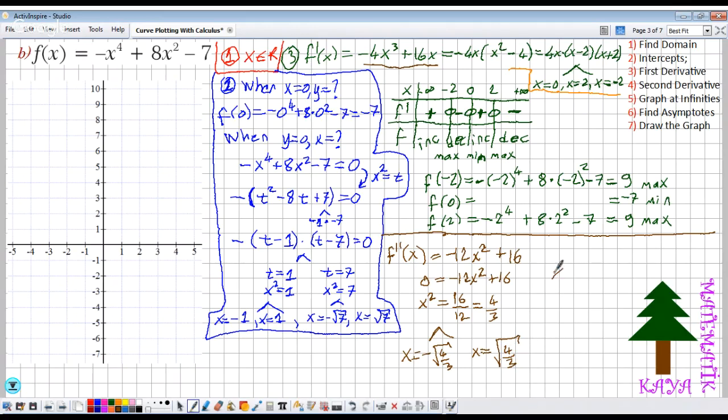So then let's do the sign chart for the second derivative. I think the things in here will disturb that one. Let's delete those.